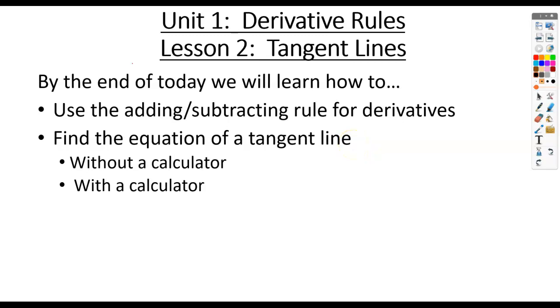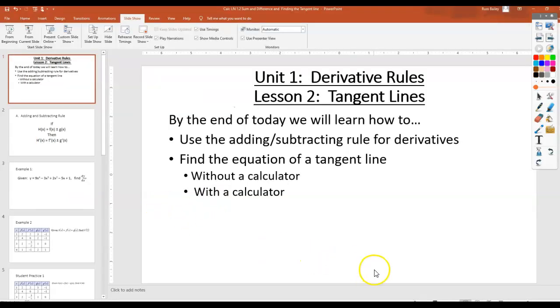We've been finding what the slope of the tangent line is. We've been sketching the tangent line, but we haven't actually found out what the equation of that line is. And that's what we're going to do today. We're going to learn how to do it without a calculator, and we're also going to learn how to do it with a calculator. So today is a day where you're going to need a graphing calculator.